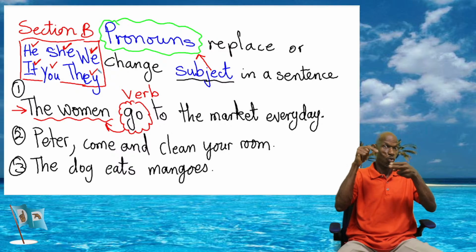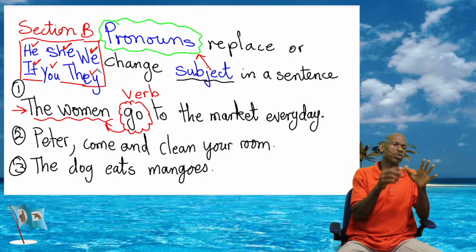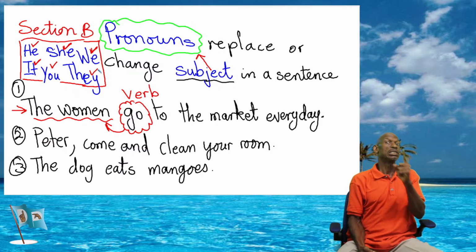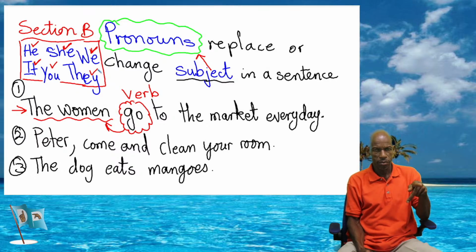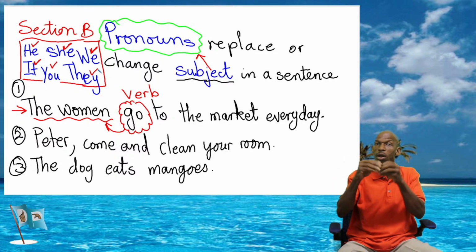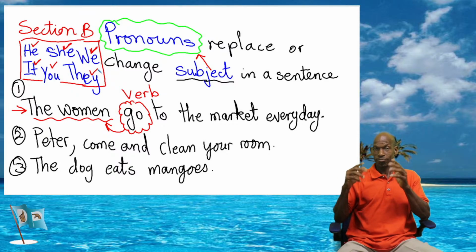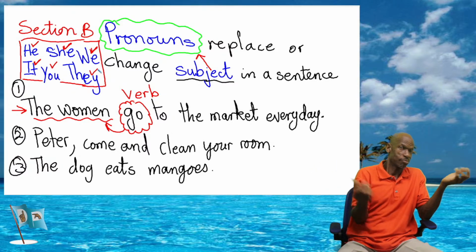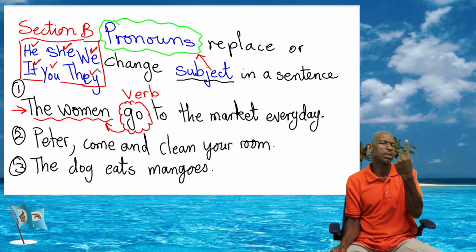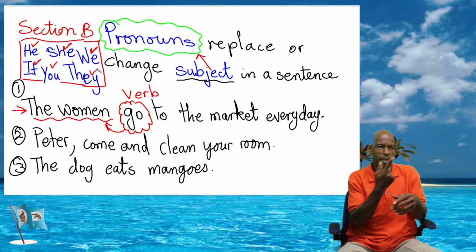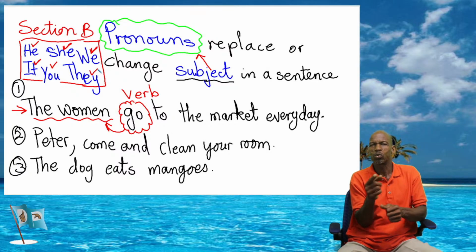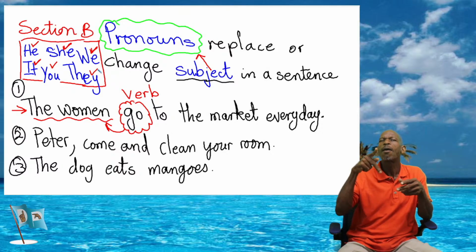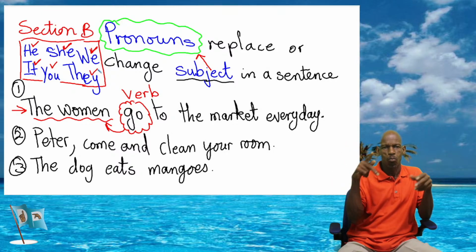Now, each pronoun has a meaning. So we have two types in terms of groupings. We have singular to replace one person or thing, and then we have plural to replace more than one person or thing or animal. So we have the singular pronoun and we have the plural pronoun. We have to ask ourselves, the subject that we identify, is it singular or is it plural?